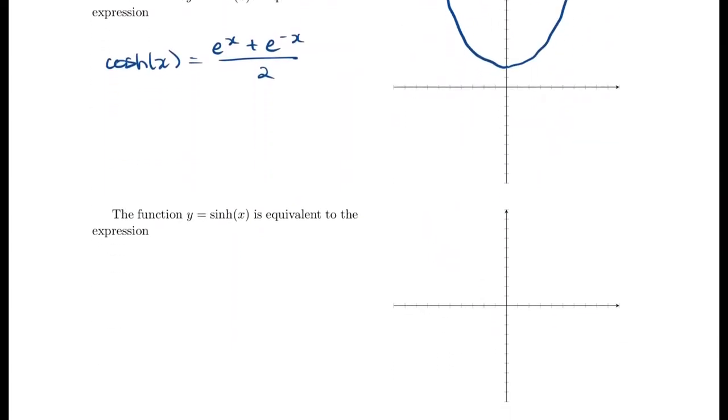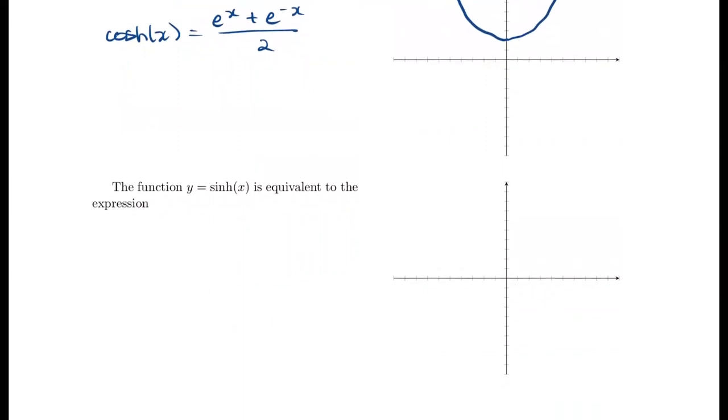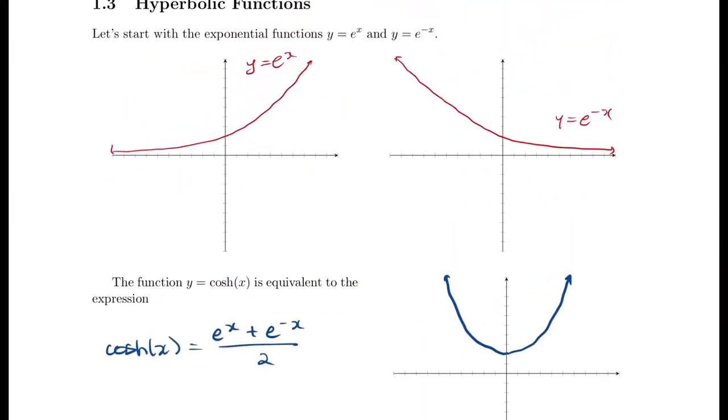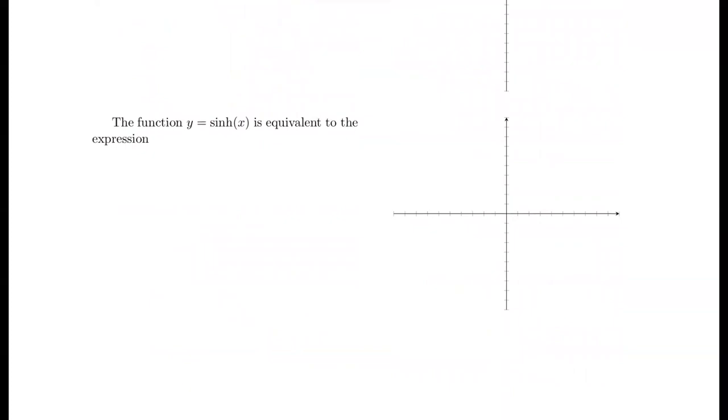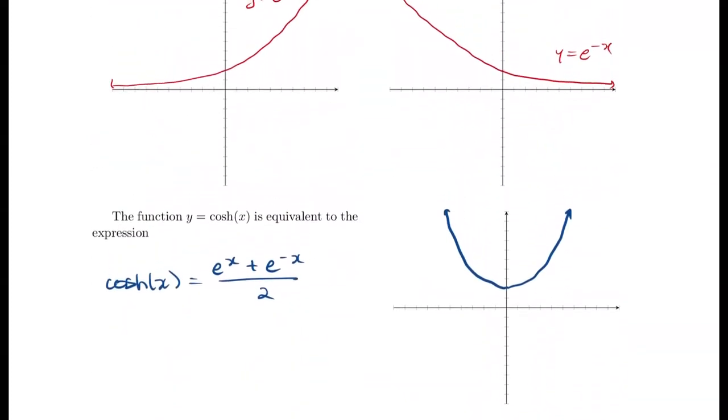Similarly, for sinh of x, we define it similarly, but using exponential functions. So instead of adding the two exponentials and then dividing, we're going to be subtracting and then dividing the whole thing by 2. So that means sinh of x is equal to e to the power of x minus e to the power of minus x, all divided by 2. So what this would look like is somewhat like this. Although this looks like a cubic function, it's not quite exactly a cubic function. So these are the two hyperbolic functions that we will be working with for the next bit.